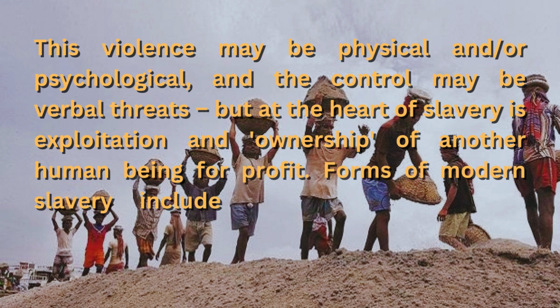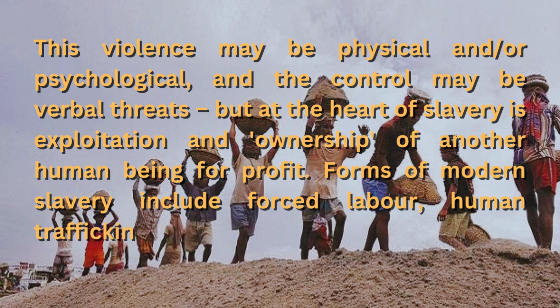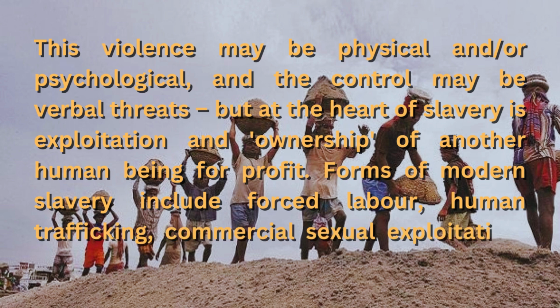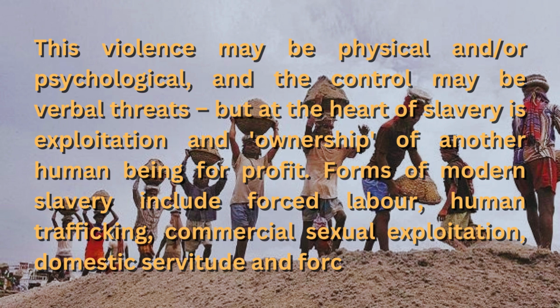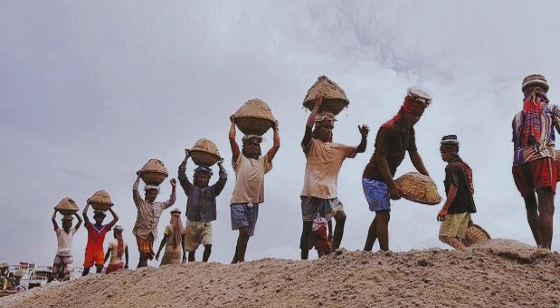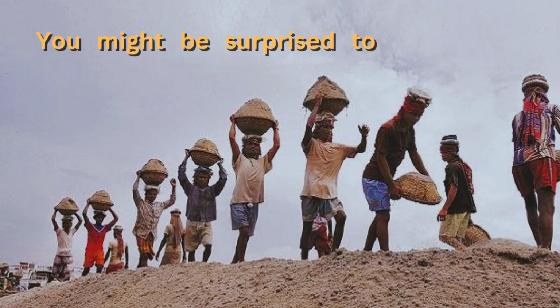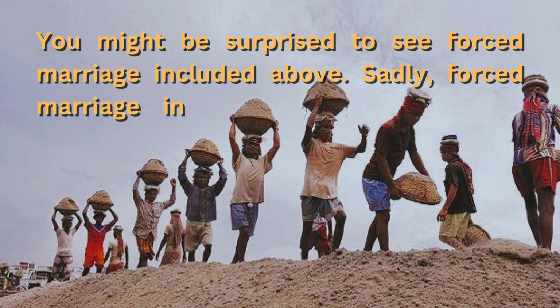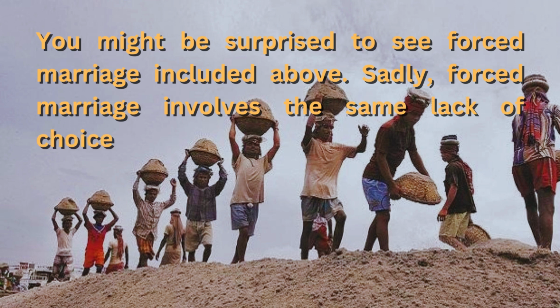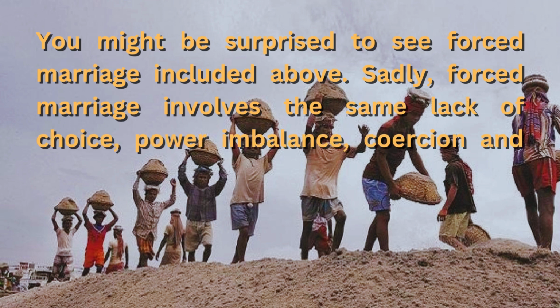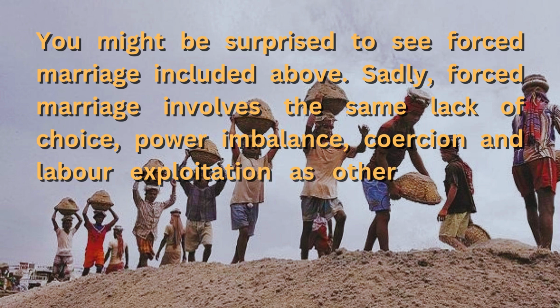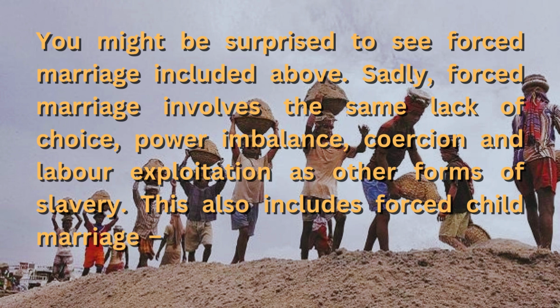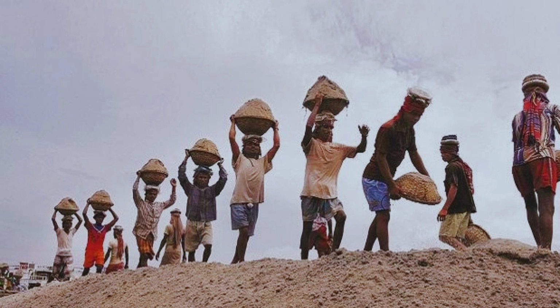Forms of modern slavery include forced labor, human trafficking, commercial sexual exploitation, domestic servitude, and forced marriage. You might be surprised to see forced marriage included above. Sadly, forced marriage involves the same lack of choice, power imbalance, coercion, and labor exploitation as other forms of slavery. This also includes forced child marriage, usually of girls, of 17 years or younger.